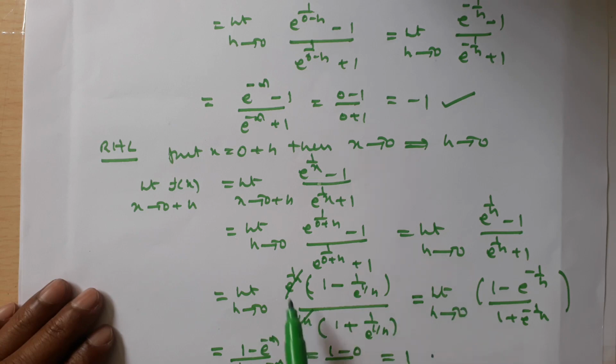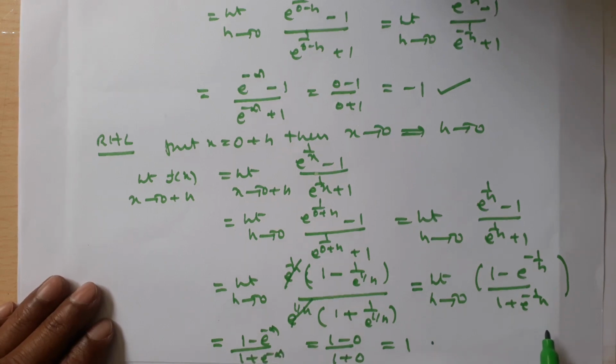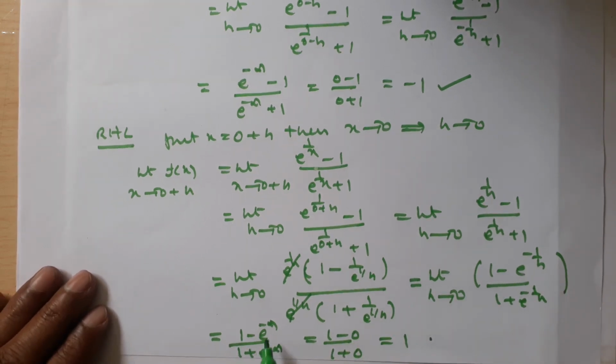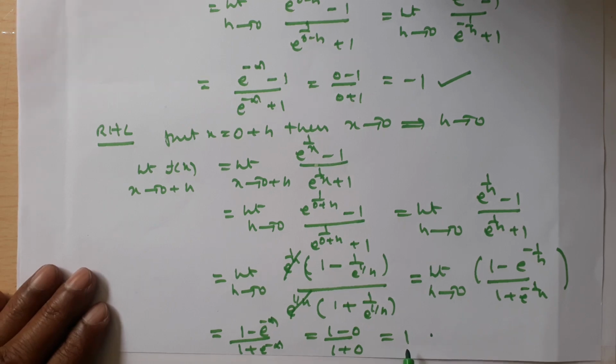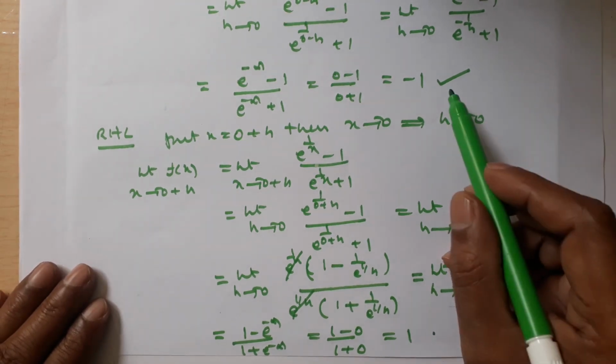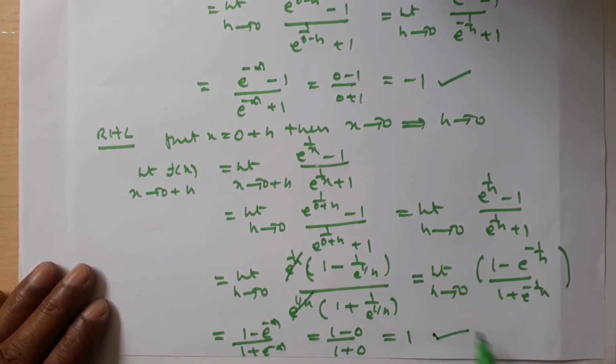Limit h tends to 0. This e power 1 by h is cancelled in the numerator and denominator, whereas the remaining function is 1 minus e power minus 1 by h, taking it to the numerator, divided by 1 plus e power minus 1 by h. Applying the limit, it is 1 minus e power minus infinity divided by 1 plus e power minus infinity, which is 1 minus 0 divided by 1 plus 0, is equal to 1. So LHL value is minus 1, RHL value is plus 1. Both exist and are not equal.